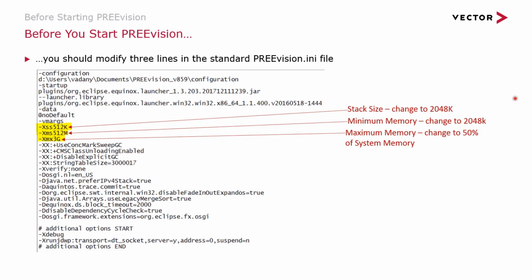Maximum memory, that's going to depend on what you have in your system, but it should typically be anywhere between 50 to 75% of the system memory that you have. The 3 gig that is delivered in the out-of-the-box INI file is very conservative, but it also will not give you the best performance.